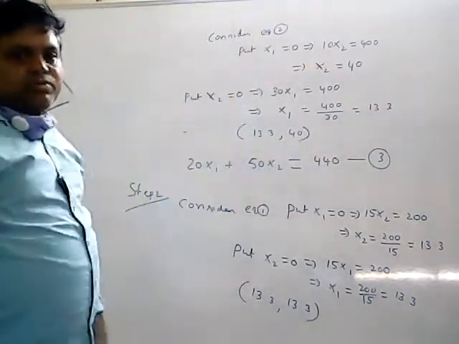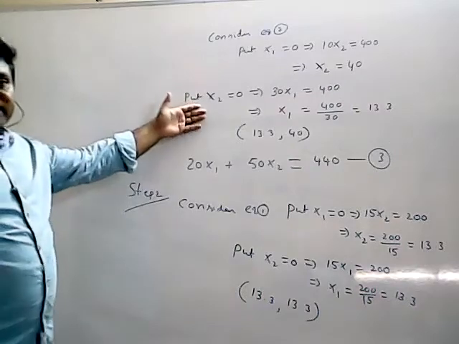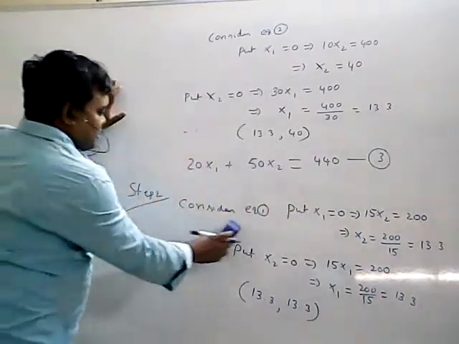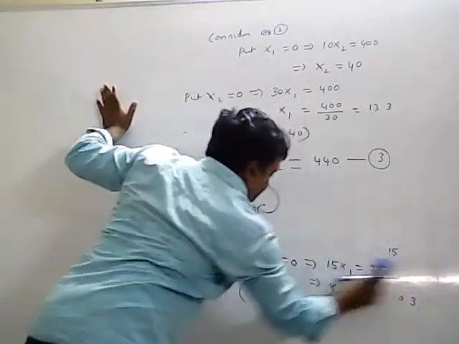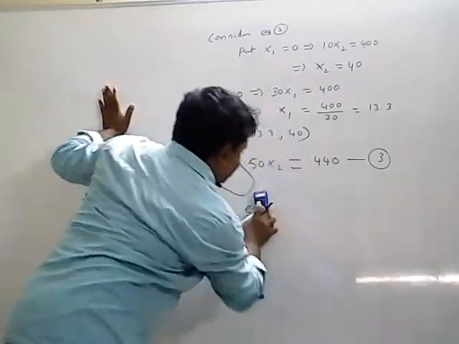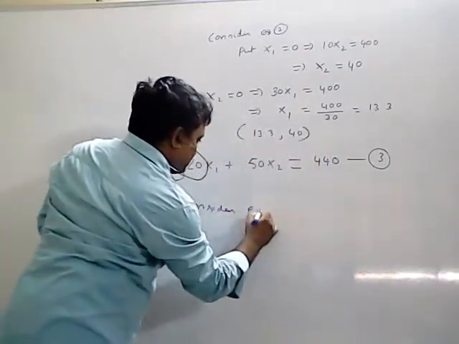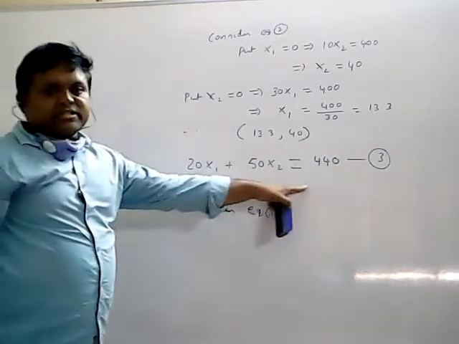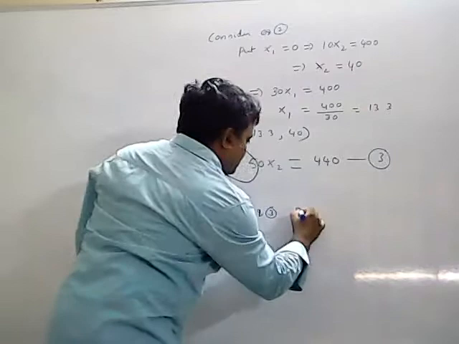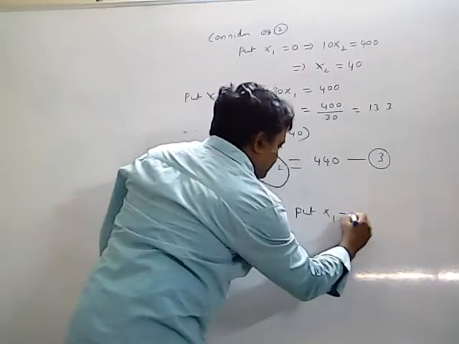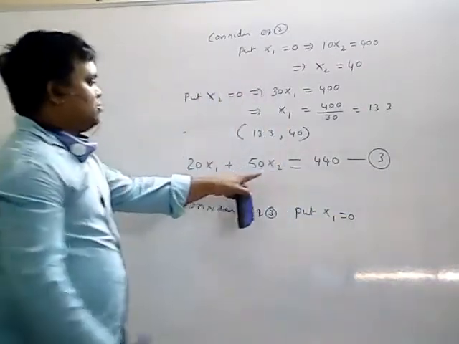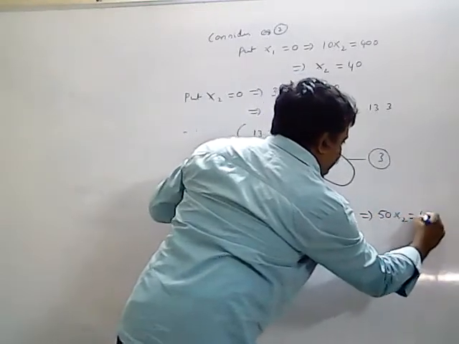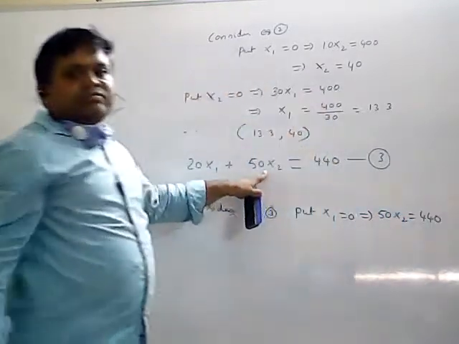So the second point is completed. One more equation is there. Third equation, again you have to consider that. Consider equation number 3. Put x1 equal to 0. Then we get 50x2 equal to 440.